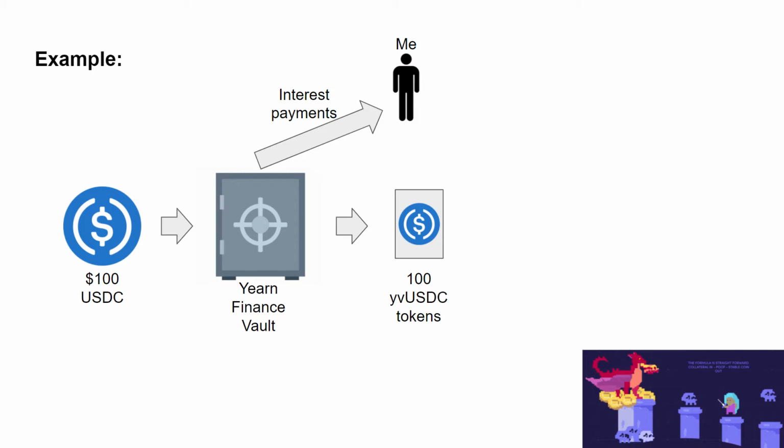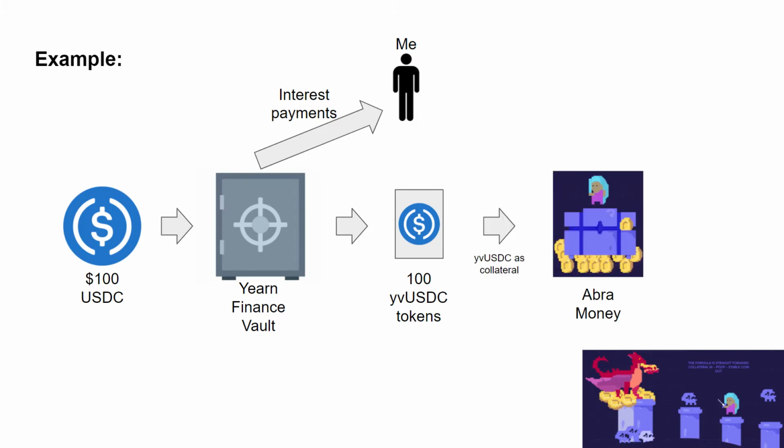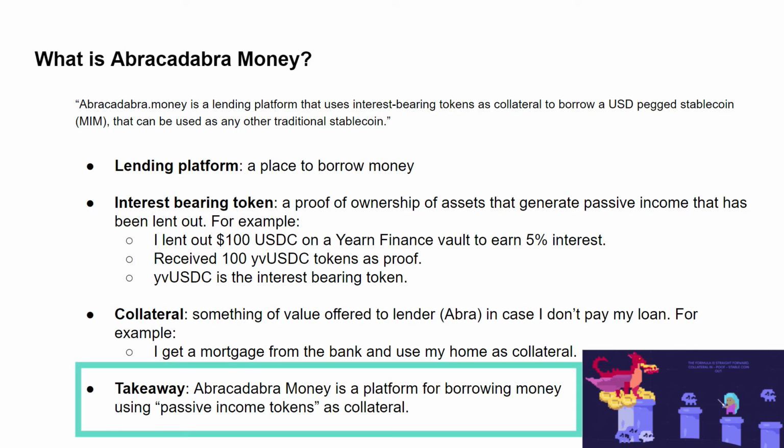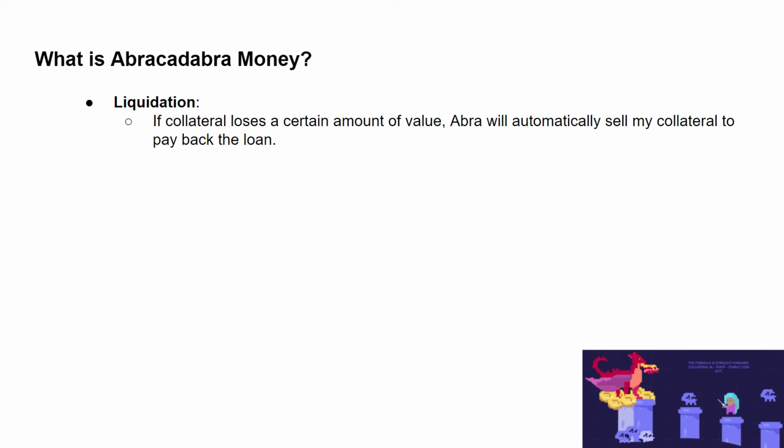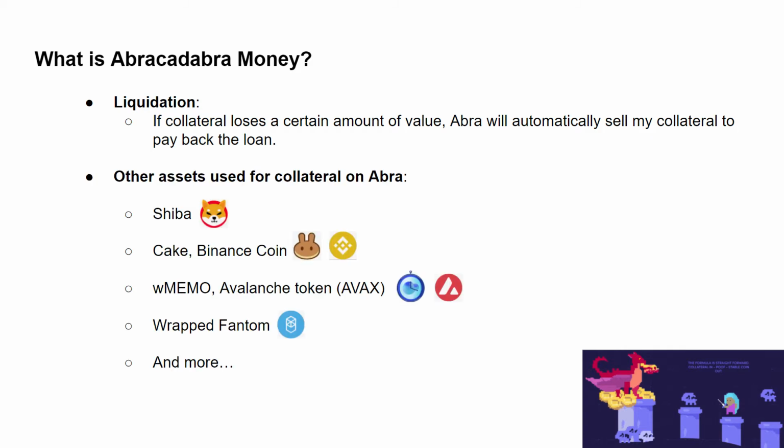Continuing with my example, I would deposit my YV USDC token into Abracadabra as collateral, and based on the value of the token, I can borrow some amount of the MIM stablecoin, which for all intents and purposes, one MIM is equal to $1. So, the takeaway is that Abracadabra Money is a platform for borrowing money using passive income tokens as collateral. If my collateral loses a certain amount of value, Abracadabra will automatically sell my collateral to pay back the loan. This is called liquidation. Abracadabra has included other tokens to be used as collateral so that people can borrow with Shiba, Cake, Binance Coin, Avalanche Token, Phantom, and more.